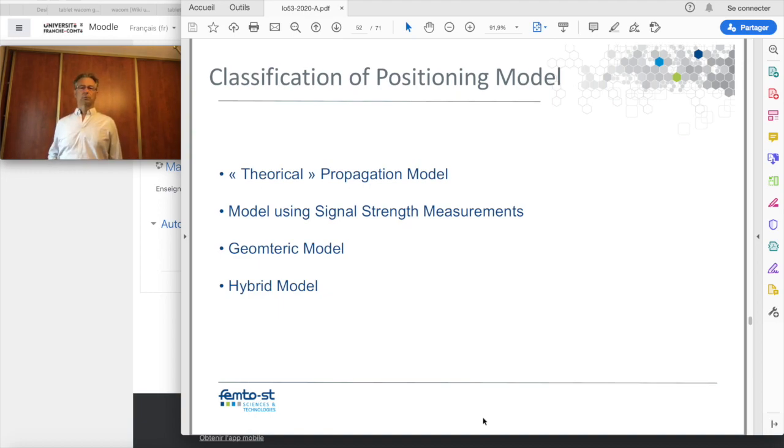So, what type of positioning model can we have inside a building? You can use a theoretical propagation model, but you can also use a model using signal strength measurements, using fingerprinting, for example. But you can also do a geometric model according to the type of the building, and at the end you can use a hybrid model, a combination of two of these three models, for example.